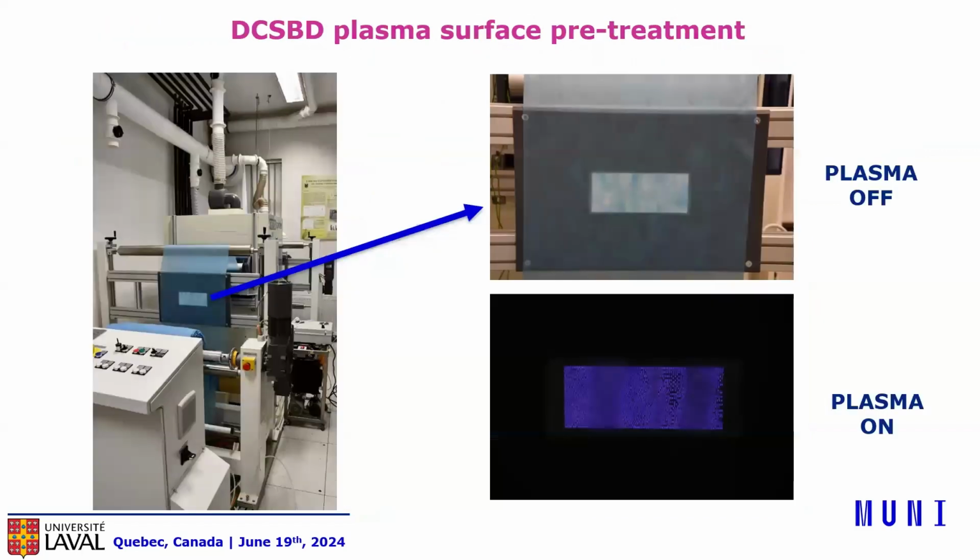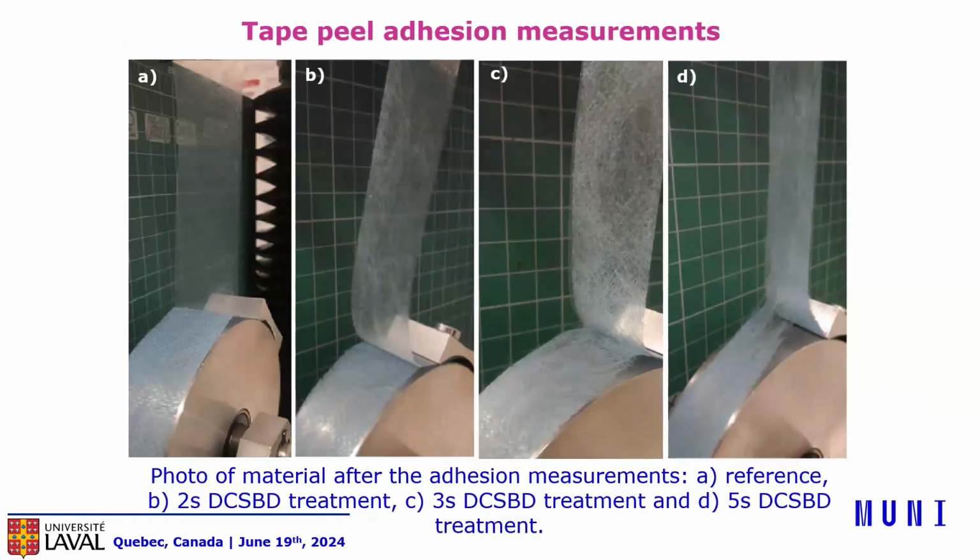So this is the principle, and here are some slides showing you the experiment which we did in our laboratory. We are equipped with a Nanospider line. Here is the electrode for pretreatment when plasma is off, and this picture shows you burning plasma and activating polypropylene substrates. Here is a very simple tape peel adhesion measurement.